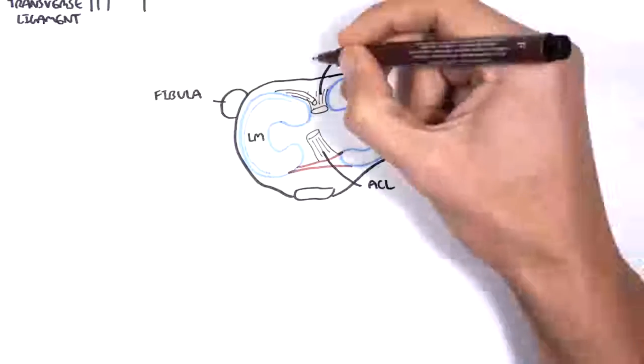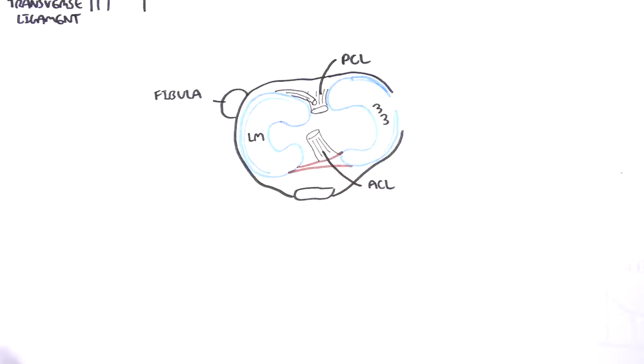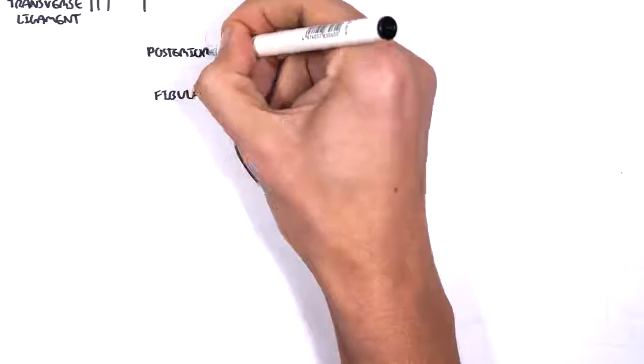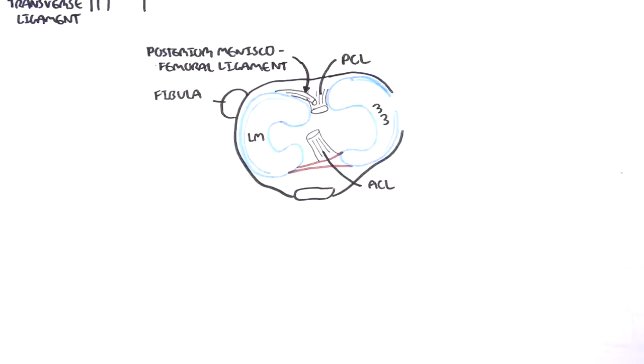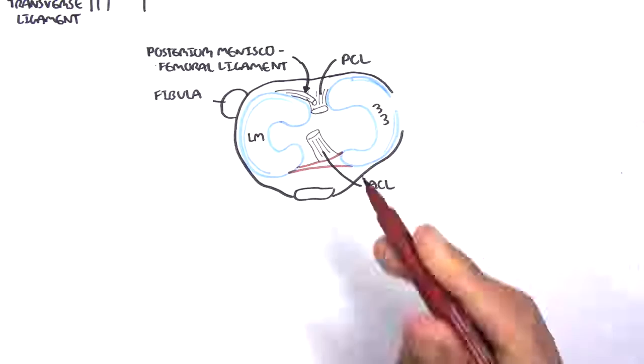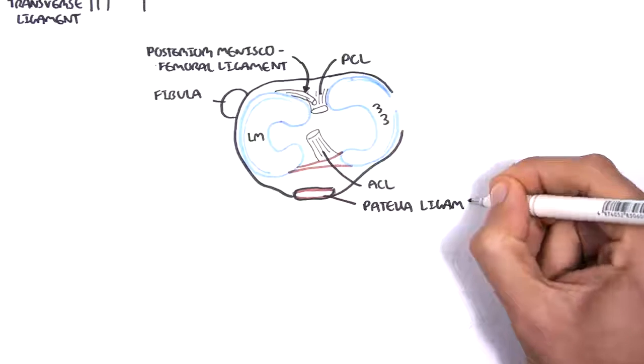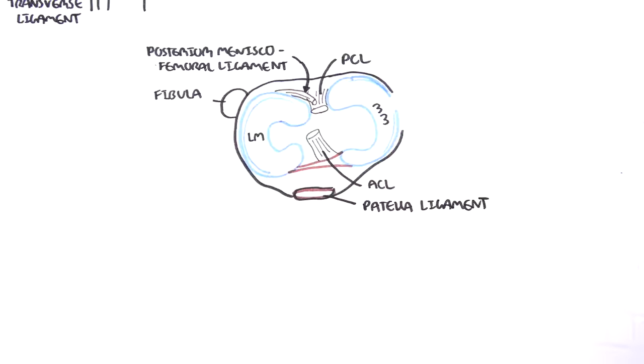Now, in some people, there is another ligament at the back coming off the posterior aspect of the lateral meniscus, known as the posterior meniscofemoral ligament. You have either an anterior or posterior one, but these ligaments essentially help the posterior cruciate ligament. Then again, here is the front, of course, and here is where you have the patella ligament, which will eventually attach to the tibial tuberosity.